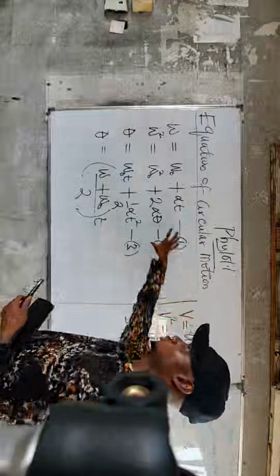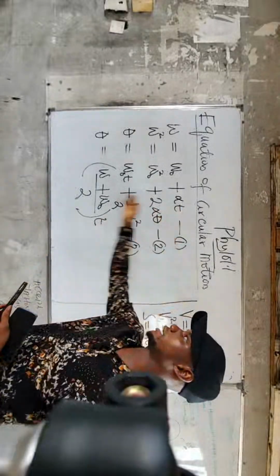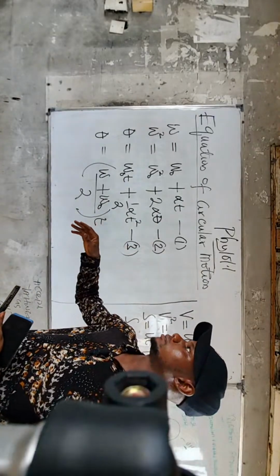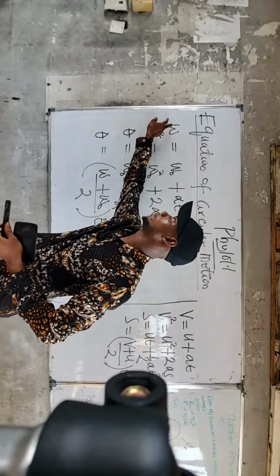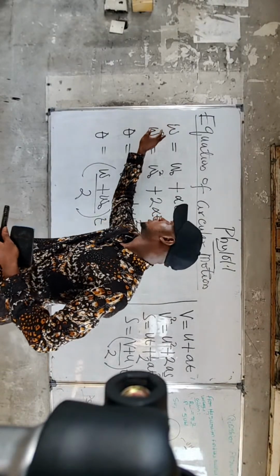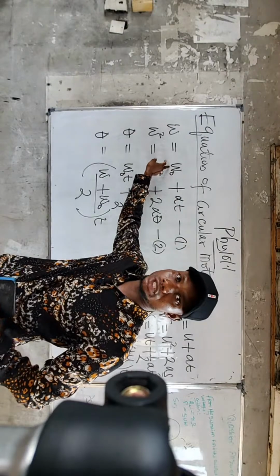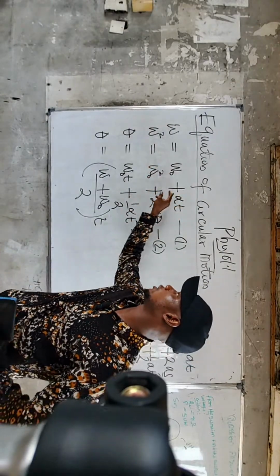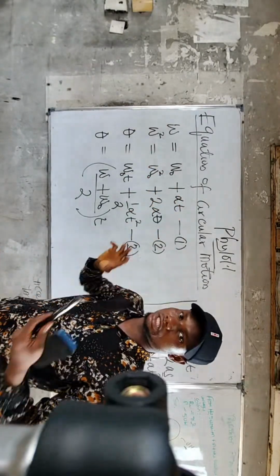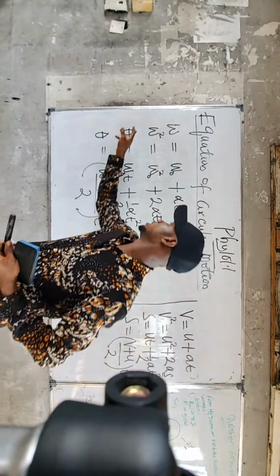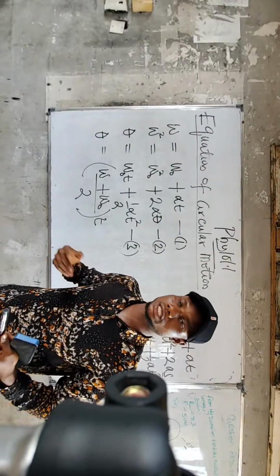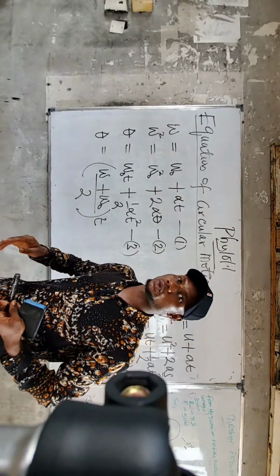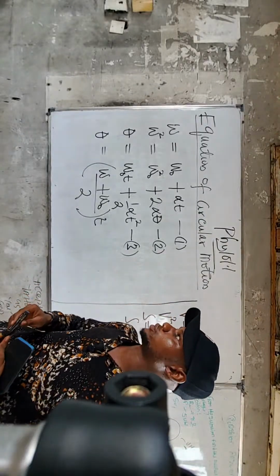Now we can apply them. Please take note. You can just write them down. That is omega, this is the final angular velocity. This is the initial angular velocity. Alpha is angular acceleration. This is time. Time remains the same. Please take note. Now theta is said to be the angular distance. Please just write this down before we solve the question here.